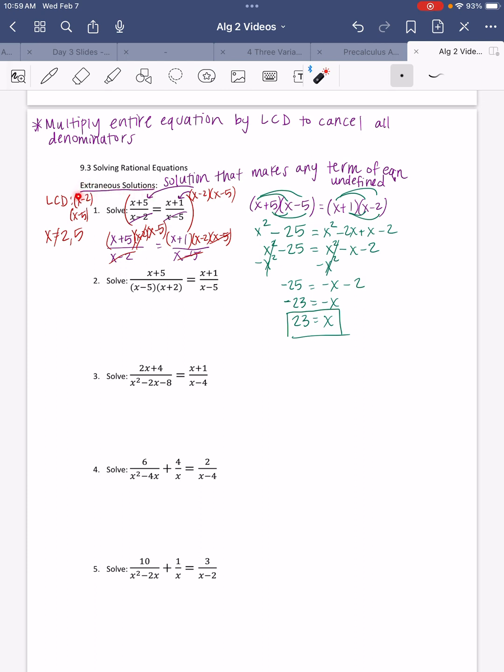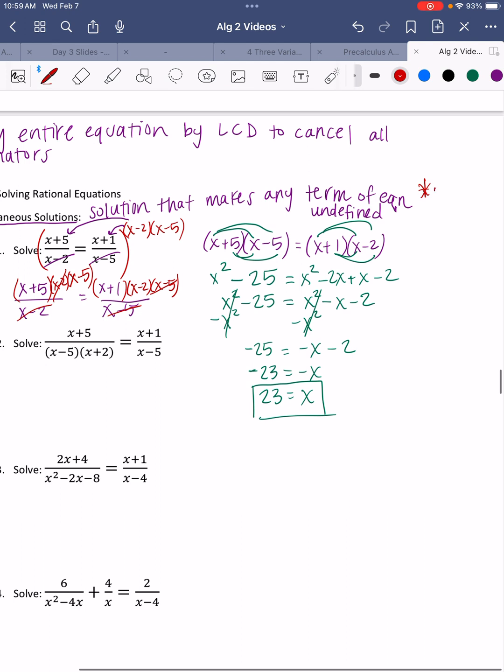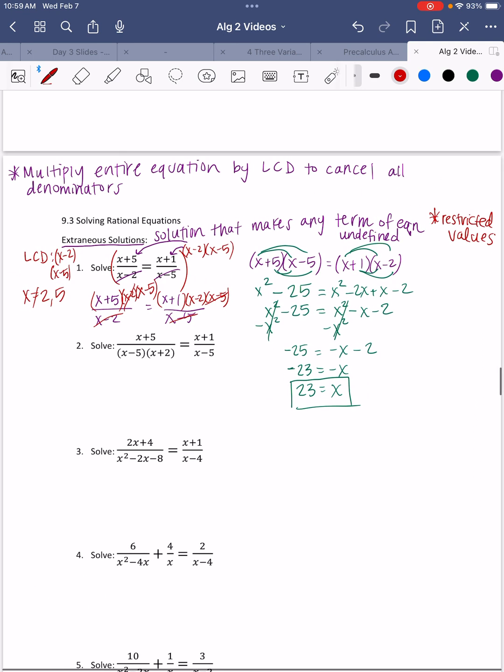We're also on the lookout for extraneous solutions. They are solutions that make any term of the equation undefined. They would make our equation untrue. And so we're basically looking for any restricted values. That's why we were doing restricted values on our addition and subtraction, just to be on the lookout for them, since they are not possible solutions to these rational equations.